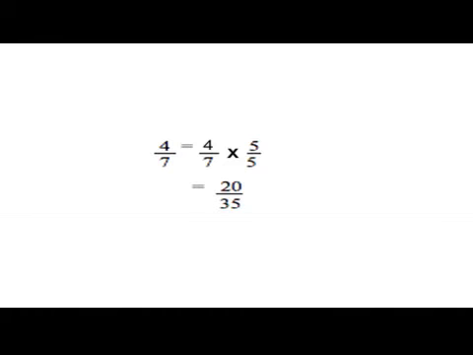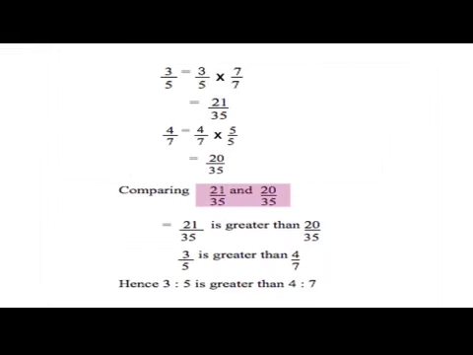Now we have to compare 21 by 35 and 20 by 35. Therefore, 21 by 35 is greater than 20 by 35. Therefore, 3 by 5 is greater than 4 by 7. Hence, 3 is to 5 is greater than 4 is to 7.